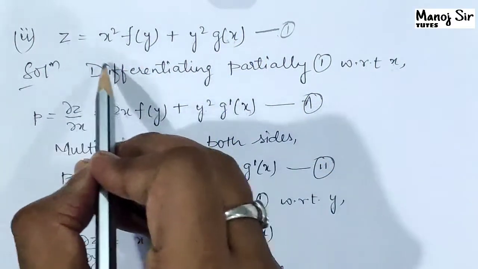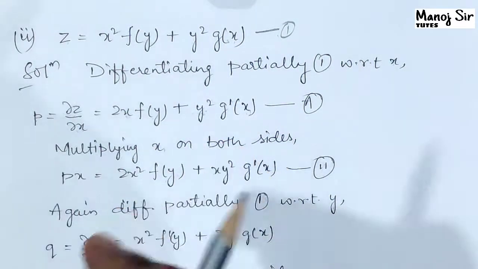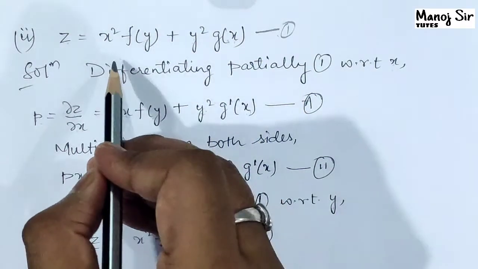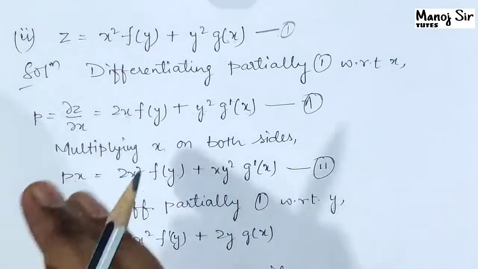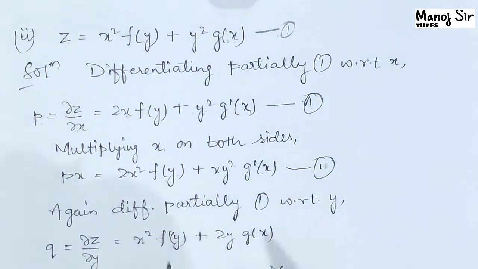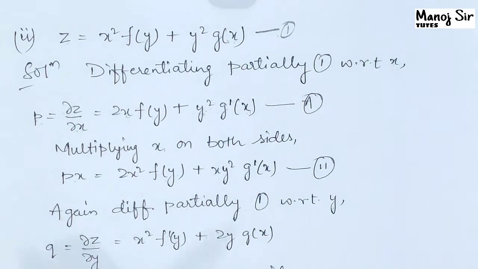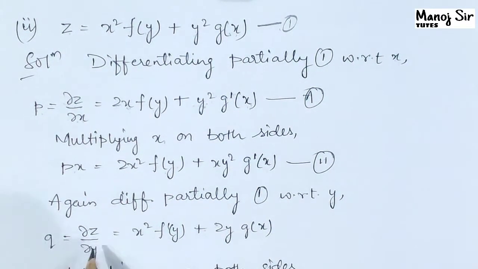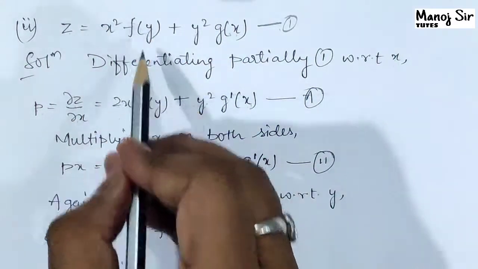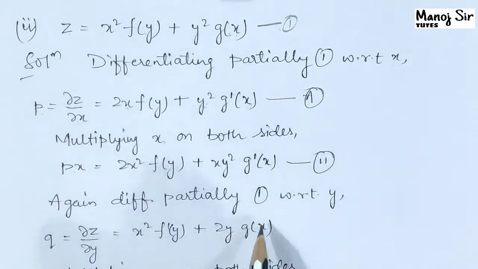Here we have differentiated this equation with respect to x, then multiplied x on both the sides. In the same way, we will differentiate partially this equation with respect to y, and again with that equation we will multiply y on both the sides. So let us apply that. Again differentiating partially equation 1 with respect to y, this will become del z upon del y, which is denoted by small q, and this equals x square as it is, f of y will become f dash of y, plus y square will become twice of y, and g of x is as it is.